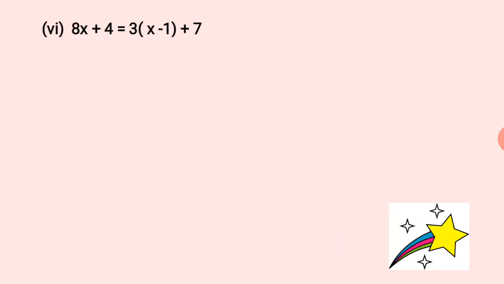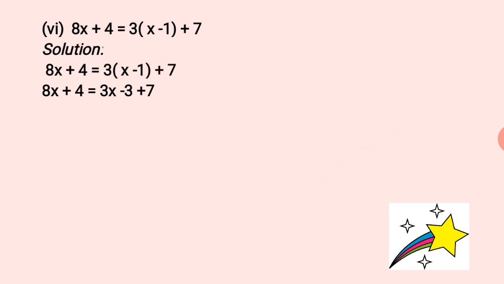With this, let's move to 6th sub question. There are certain questions which you will try on your own. Here the example is 8x plus 4 equal to 3 times x minus 1 plus 7. Open the brackets and start solving. When you open the bracket on the right hand side, you get it as 3x minus 3 plus 7. Minus 3 plus 7 on the right hand side can be solved further. Solve it. This is what you get.